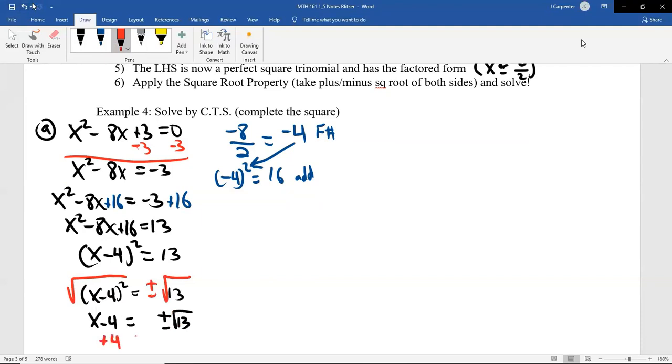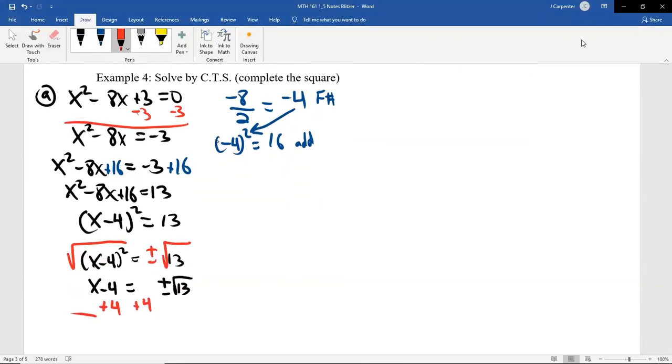Remember, when you have this plus or minus, you need to get in the habit of leaving a space there, because if there's terms to move, you have to put it in front of it, not after it. Putting it after could imply the plus or minus is going with it, and it doesn't. So the answer is x equals positive 4 plus or minus the square root of 13.